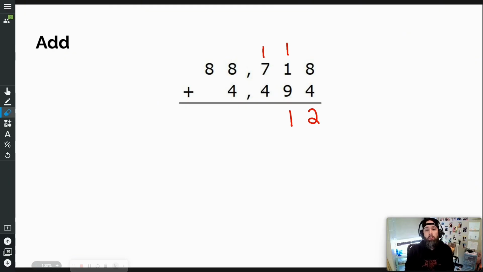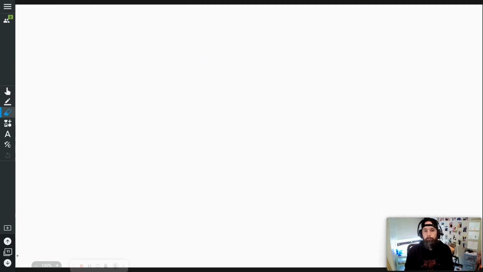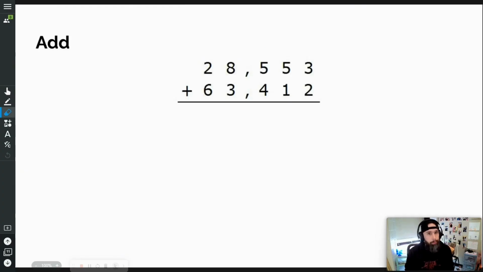8 plus 4 is 12. Write out your 2, carry the 1. 1 plus 8 is 9. 9 plus 4 is 13. Write out your 3, carry the 1. 1 plus 8 is 9. Drop down the comma, and you end up with 93,212. More. All right.